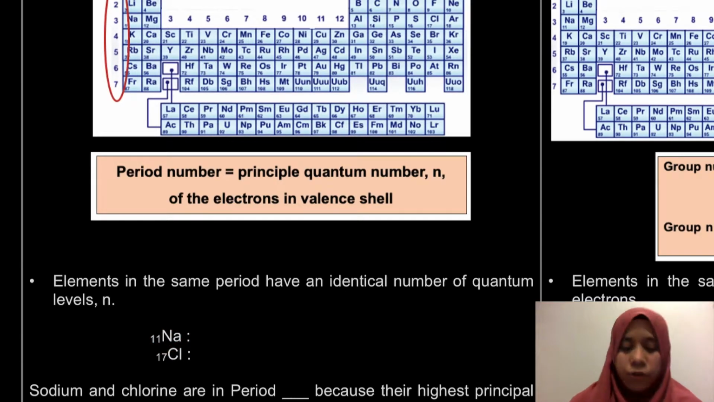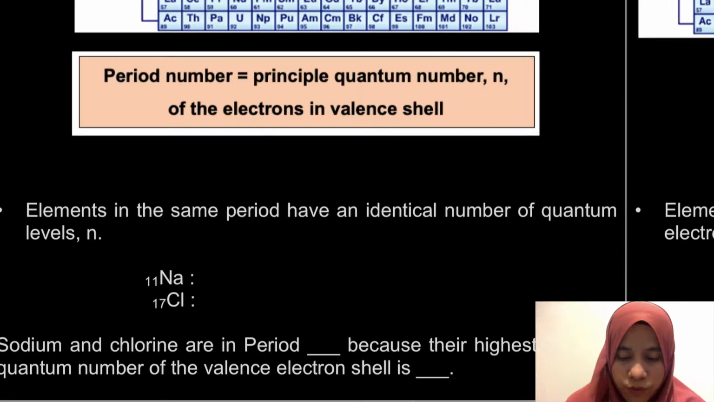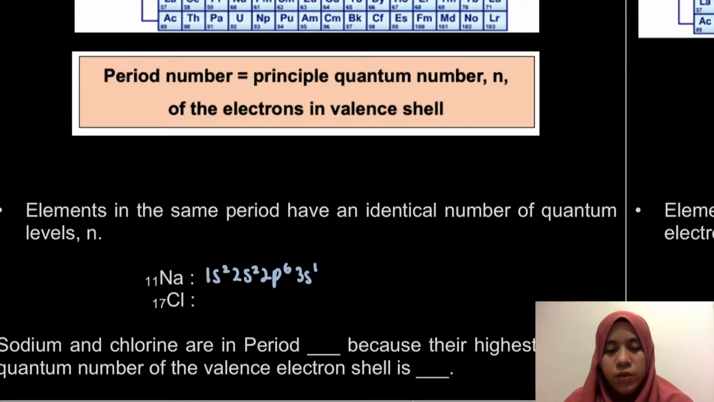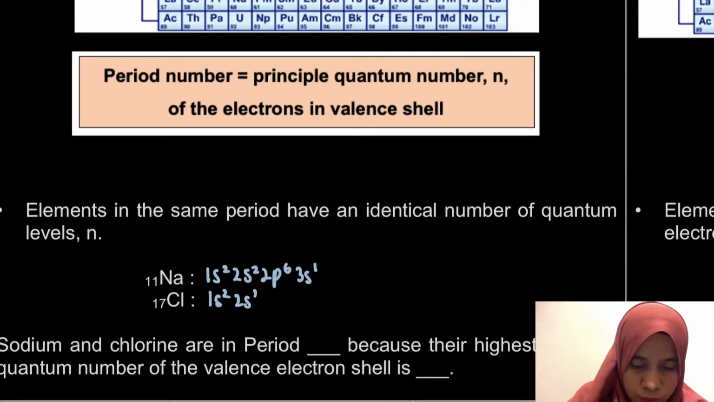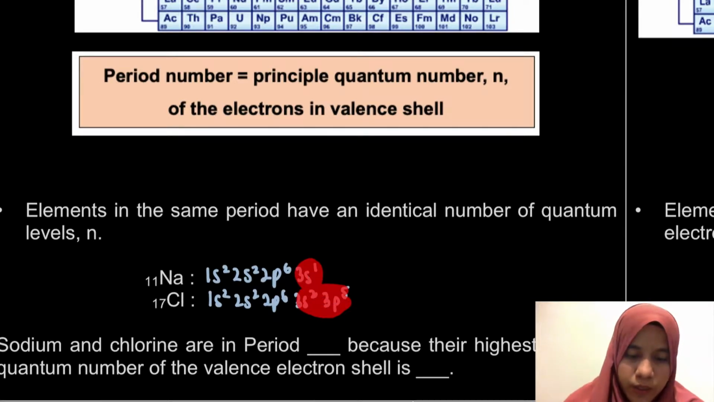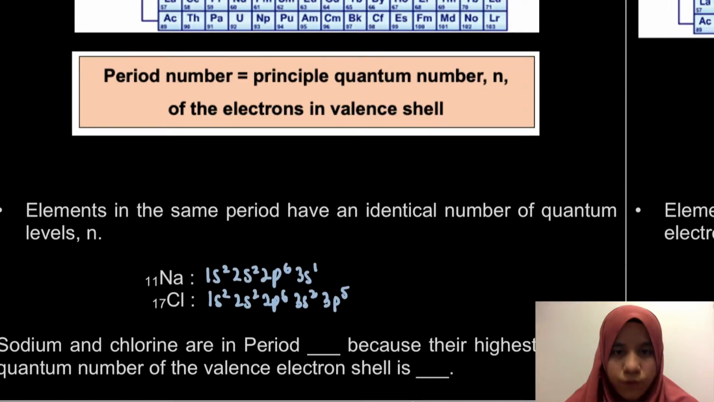Sodium 11, the number of electrons is 11. So what is the electronic configuration? It is 1s2, 2s2, 2p6, 3s1. Right? Then chlorine: 1s2, 2s2, 2p6, 3s2, and another 5 more, 3p5. As we can see, the valence shell is n equal to 3. So from here we can determine that sodium and chlorine are in period 3.